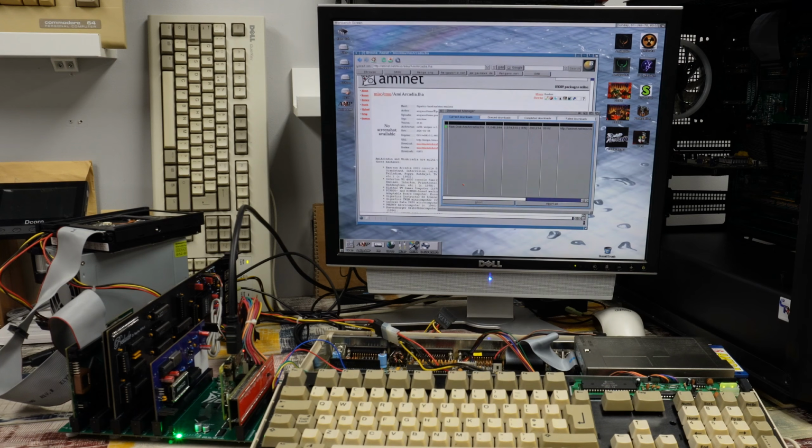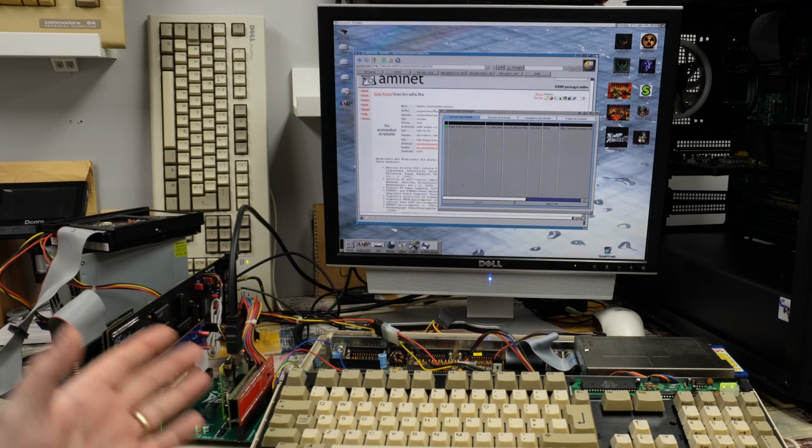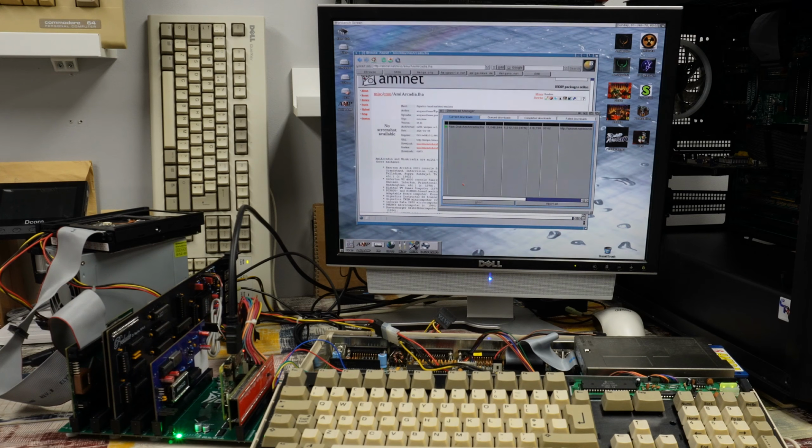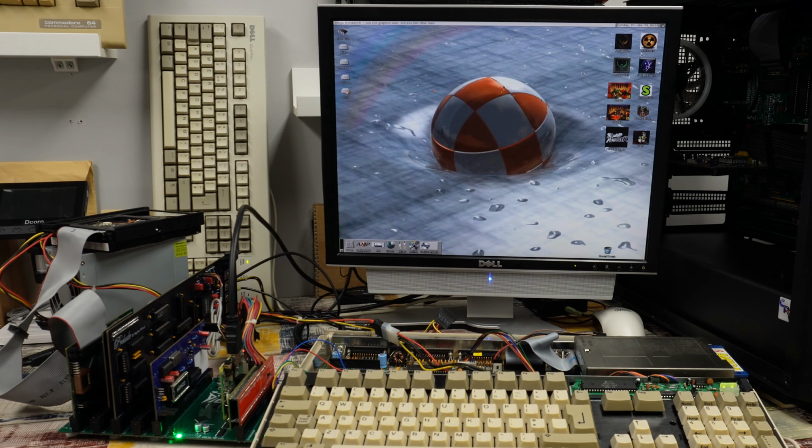But yeah, it certainly seems happy enough doing this. Playing an MP3, downloading files from Amiga and sticking them onto the RAM disk, which will be the memory on the Pi Storm. There we are, downloaded that fine. But there are other things we can do as well.